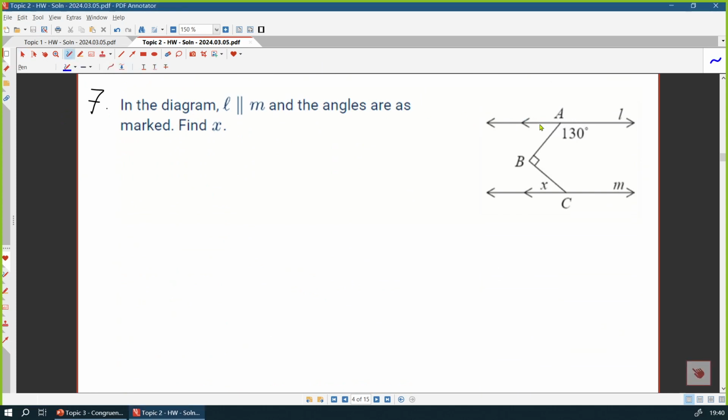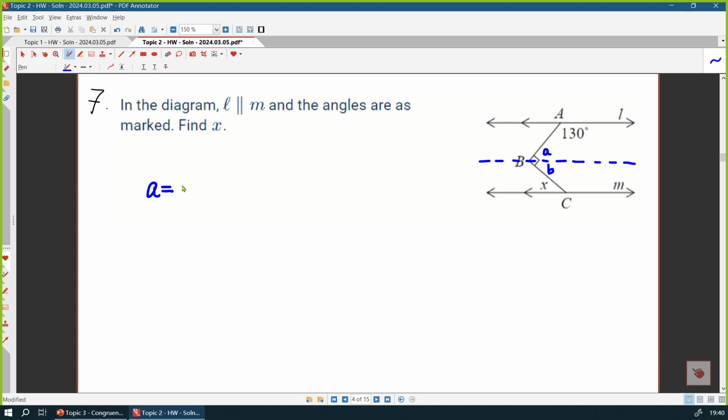So we have two parallel lines, and you need to find the value of X here. Basically, you can draw an auxiliary line here, which is parallel to either L and M. Then immediately we know the three lines must be parallel with each other, right? So we can label this angle here as A, label this angle here as B.